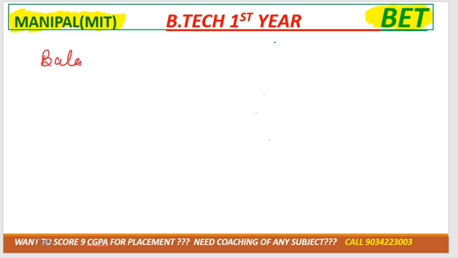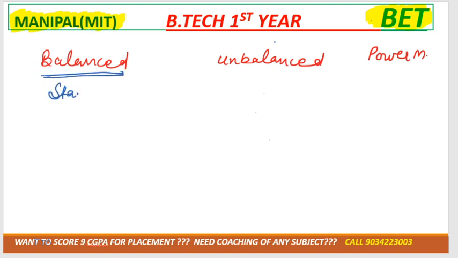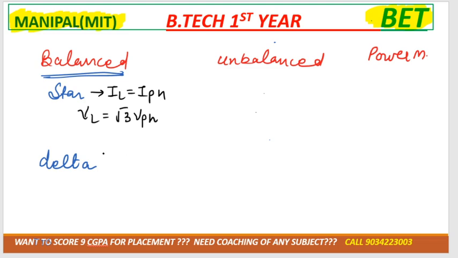One is the balanced, another one is the unbalanced, another topic is the power measurement, right? So for the balanced, we'll have balanced star and balanced delta. In case of balanced star, current is equal, so line current would be equal to phase current, and line voltage must be equal to root 3 times the phase voltage. But in case of delta balanced, we'll have the formula VL is equal to VPH and IL is equal to root 3 IPH, right?